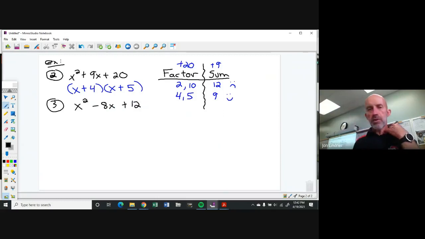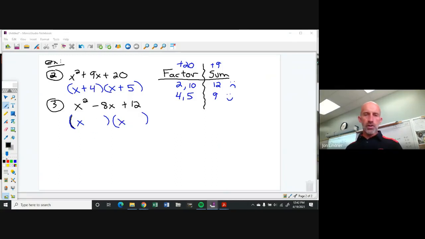And let's just think about this for a minute. All right. When this thing factors, of course, I'm going to have an x and an x. And we're still going to use our factor sum table. But before we do that, I just wanted to explain to you that because this thing is a minus in the middle, and this is a plus, we have to think a little bit. Remember how we get this 12. It's multiplying the last terms together.